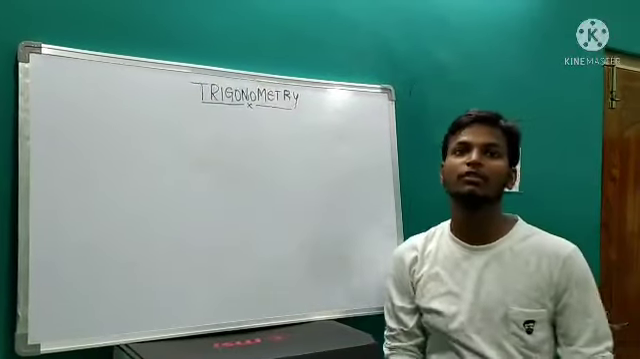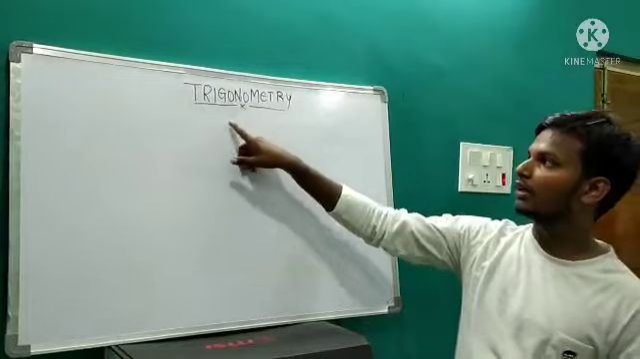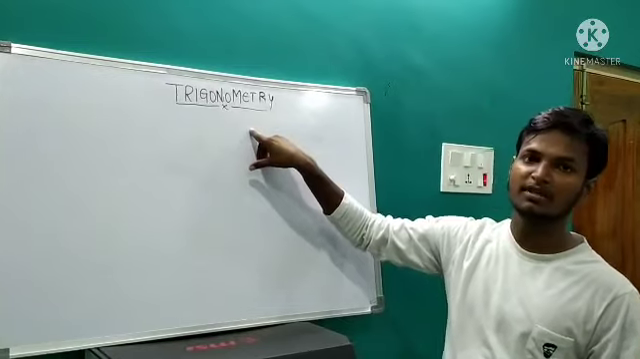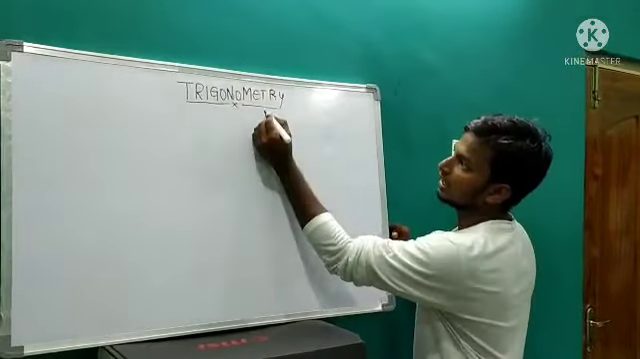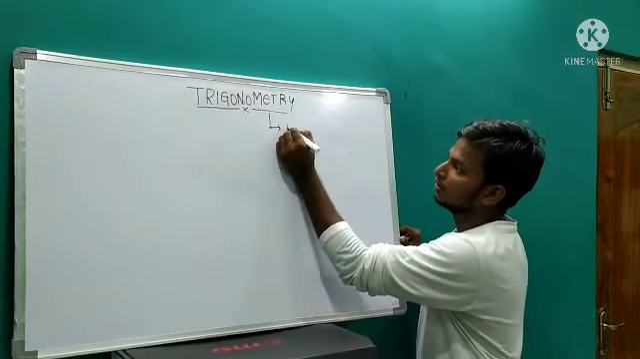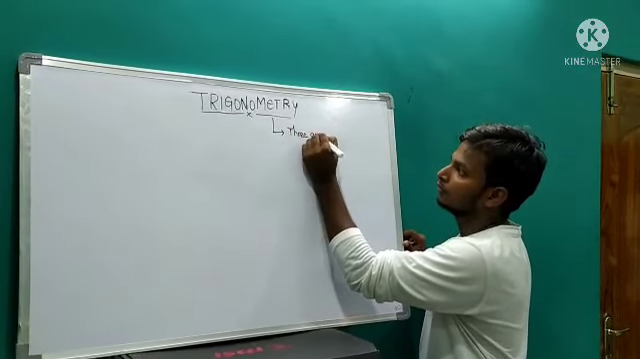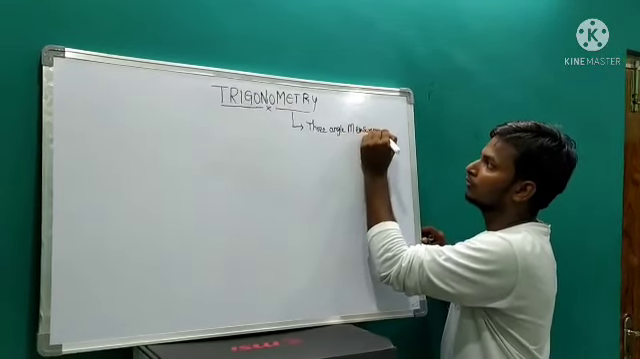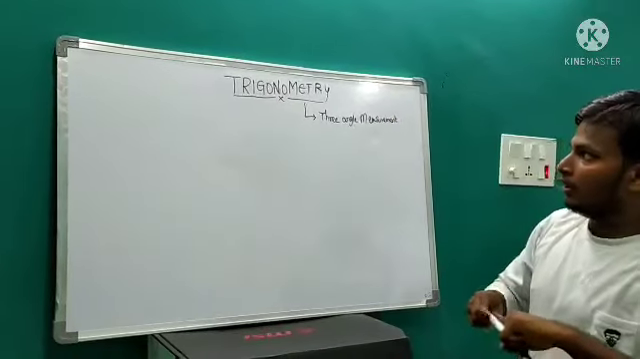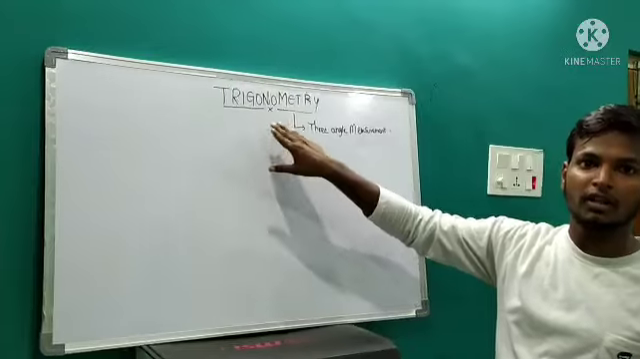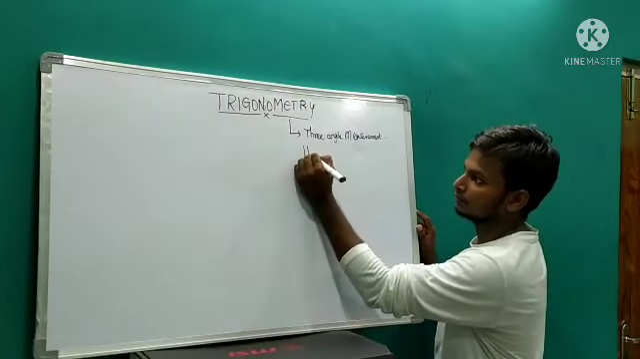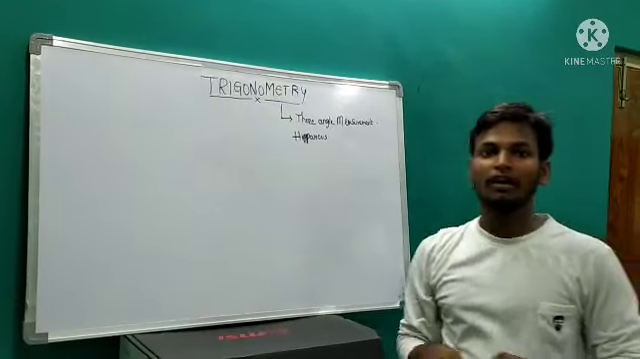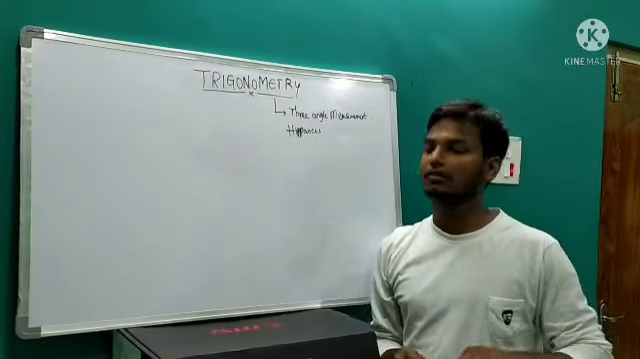Hi friends, we discuss the new chapter, trigonometry. The meaning of trigonometry: tri means 3, gono means angle, metry means measurement. The total meaning of trigonometry is triangle measurement. The father of trigonometry is Hipparchus. Trigonometry deals with the right angle triangle.